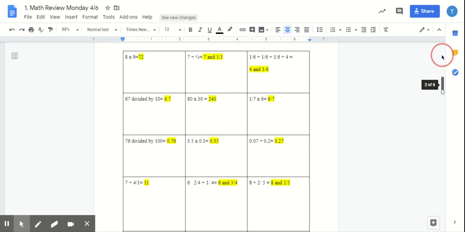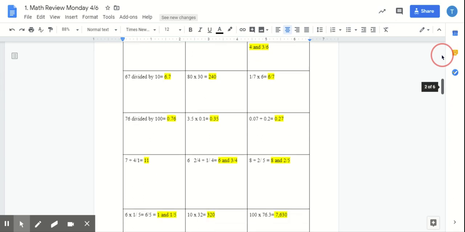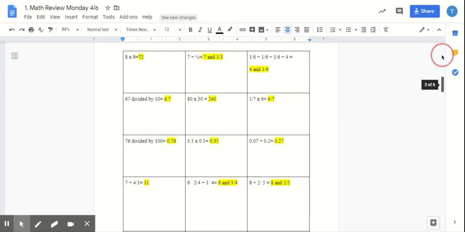Welcome back. So of course, the first part was basically like a fact power, but with different types of things. So make sure you are checking your work as you are going through this, okay? So you can go ahead and pause the video and check your work.